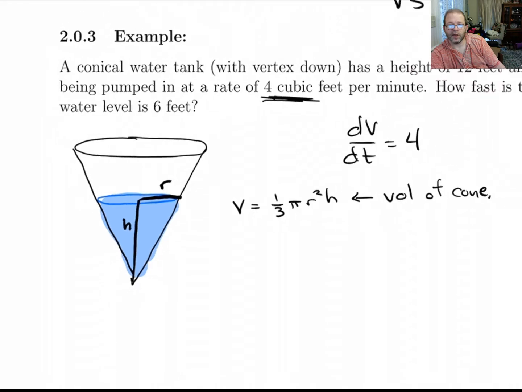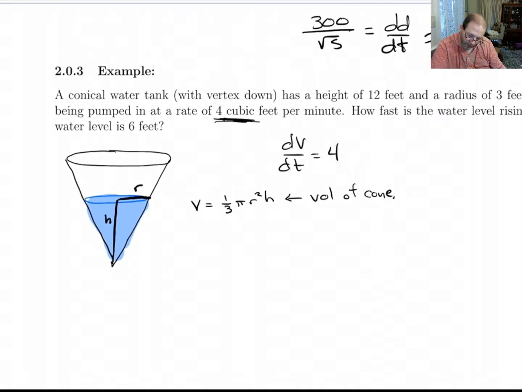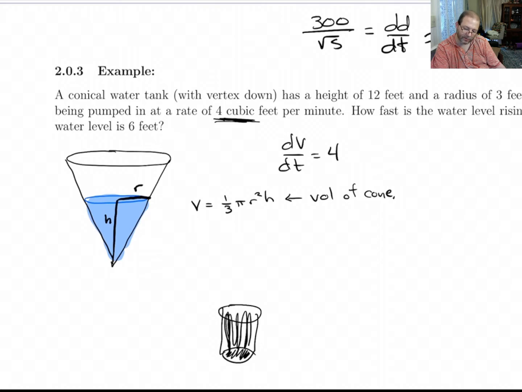It's kind of interesting where that comes from. If you have a cylinder, the volume of that is pi r squared, which gives you the area of the bottom, times the height. So pi r squared h. If you have a cone instead, you put a 1/3 on the front.